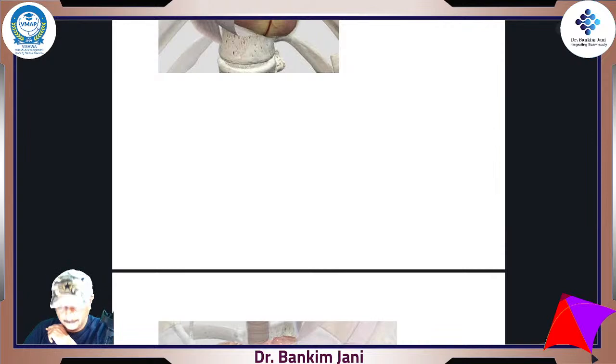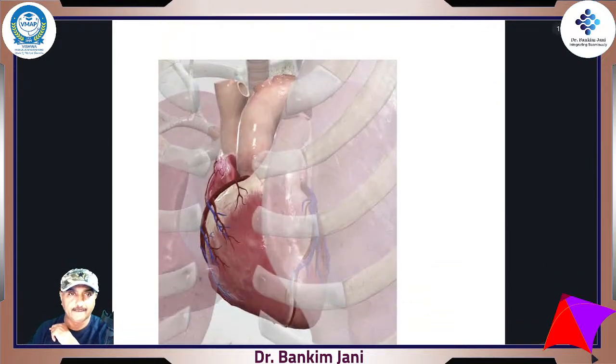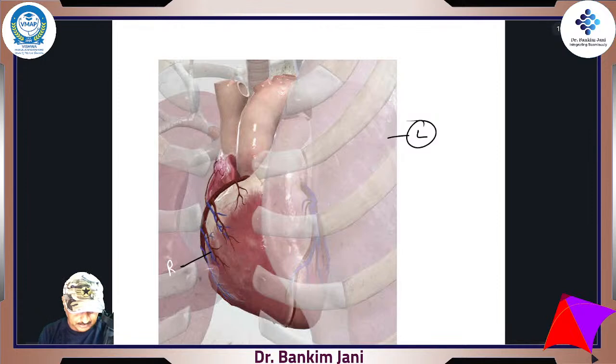Now, here it is. Quickly we go through all the structures. This is the left side. And in the heart, over here, this is the right ventricle. Let's write it here: right ventricle, left ventricle. This entire portion is the right ventricle, what we see over here. And this one is the left ventricle.